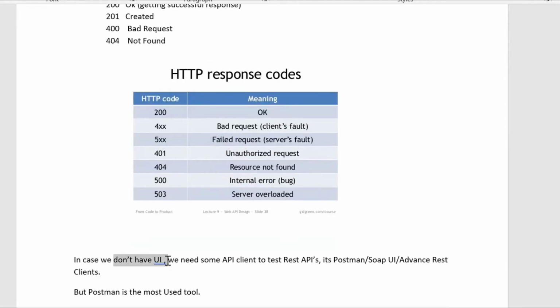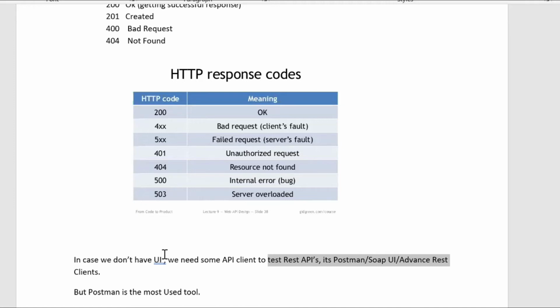In case we don't have a UI, we need an API client to test this. Why do we use APIs, guys? Let's say we eliminate the user interface. Let's say we don't have a user interface. I'm talking about, let's say, a flight reservation application. You don't have a user interface.